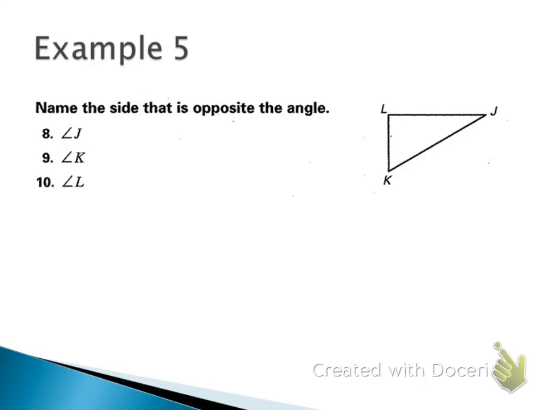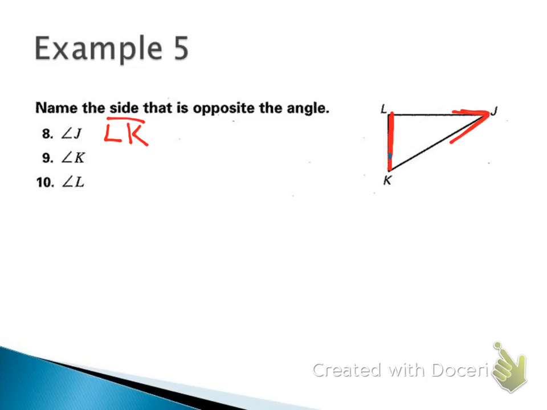Alright, so it's asking us for the side that is opposite that angle. So if you look at angle J, what's the side that's across from angle J? It would be this side, right? We would label that side using both letters, and it's a line segment, so we're going to put a line over it. So that's side LK.